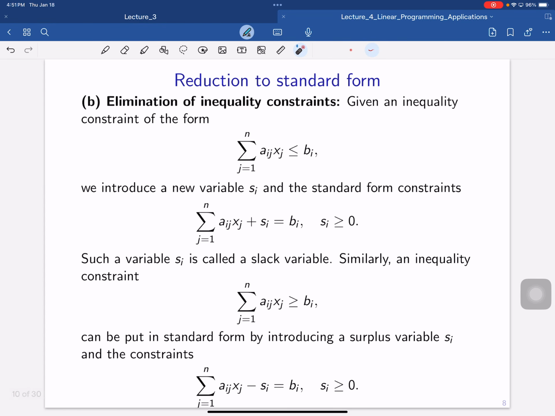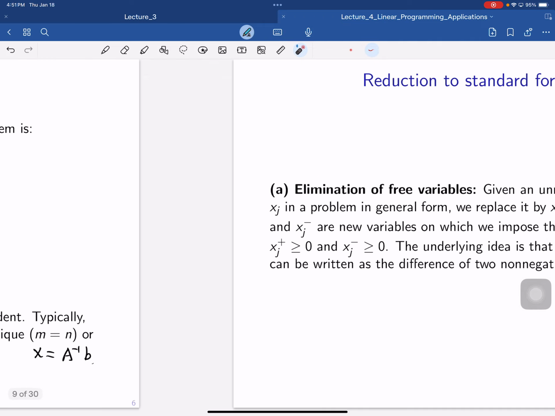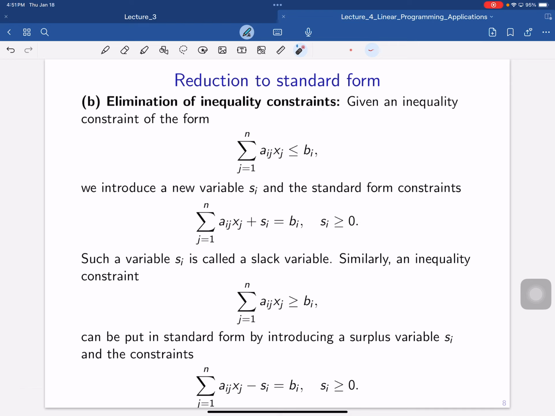And then we also need to eliminate the inequality constraint, right? Because if you check in the standard form, the only inequality constraint we have is this x greater than or equal to 0. All the other constraints are equality constraints, right? So we need to eliminate those inequality constraints. For example, if you have a less than or equal to constraint, you can always add a slack variable. That's called the slack variable Si, right? So since this is a less than or equal to constraint, if you add a non-negative variable to the left-hand side and put a strict inequality here, these two forms are equivalent, right?